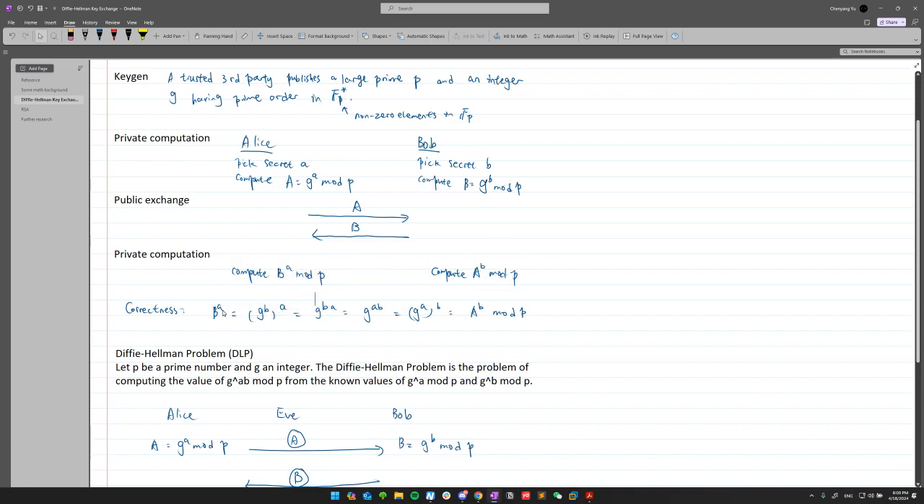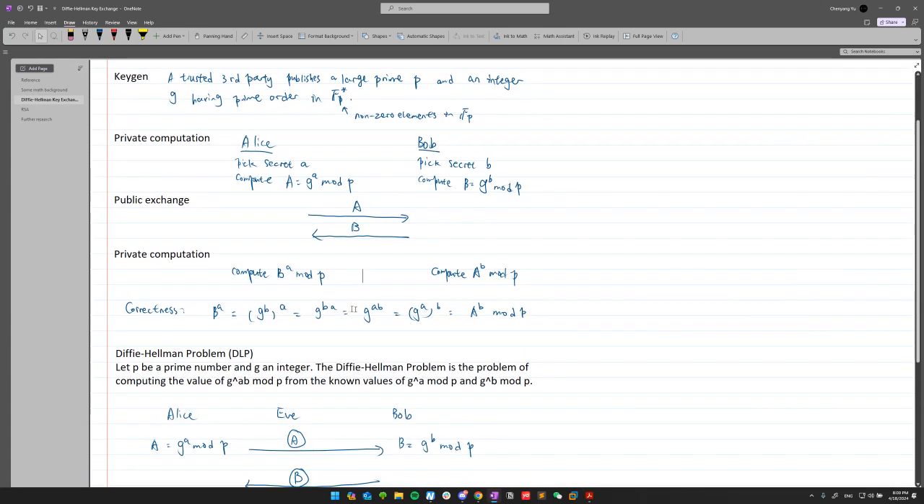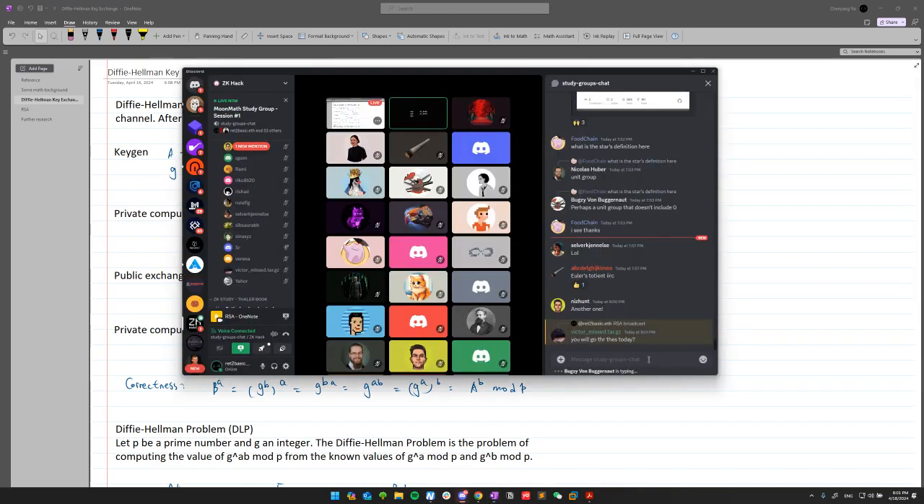How to prove it? Super easy. Take capital B to the a. Capital B is g to the b power, so g to the b to the a. Because a and b are just integers, they are commutative. You can swap the order and then go back. So you prove they are the same. In the end, Alice and Bob will have the same shared secret using a simple algorithm. Any questions with that?